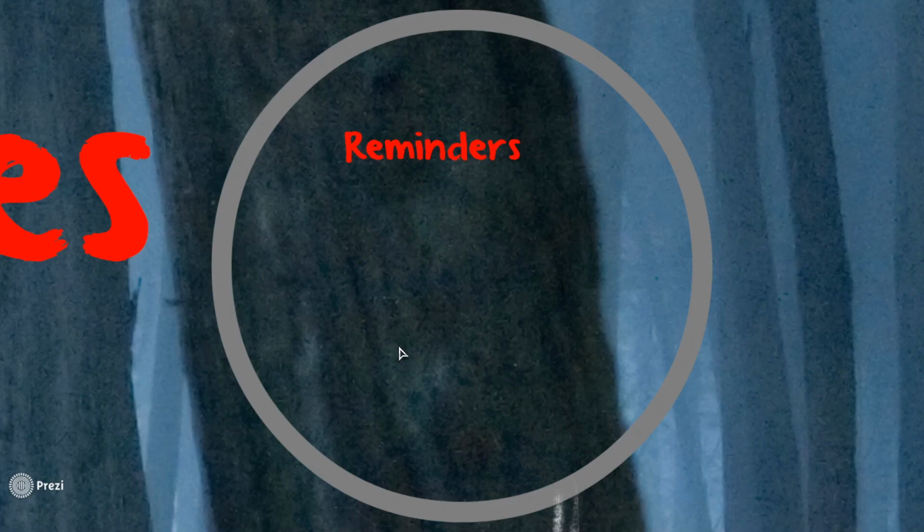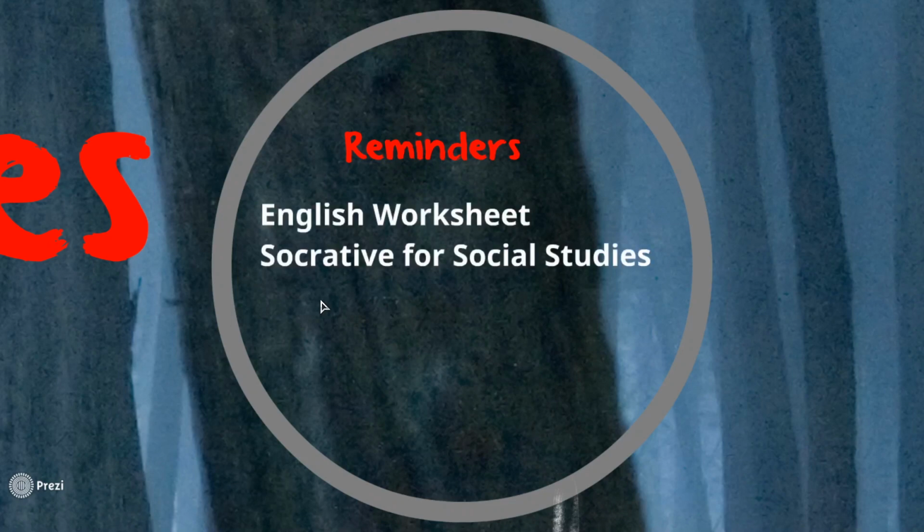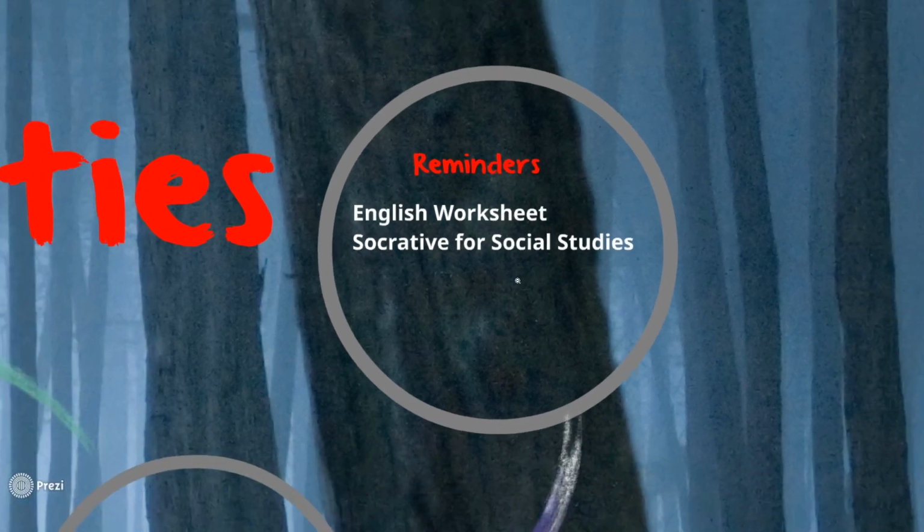For our reminders for today, do not forget your English worksheet, the spelling activity for today. Please send that to my email, johnsentordiel.americanacademy@gmail.com. And do not forget also to do the Socrative for social studies for today. It's important that you finish it until 11 p.m. today. And for the English worksheet, you're going to send it until 9 a.m. tomorrow. So that's our lesson for today.